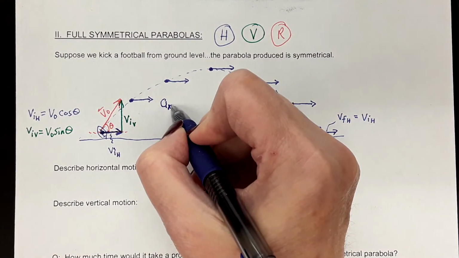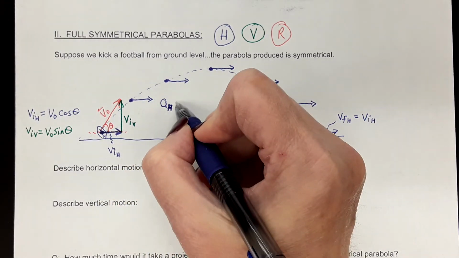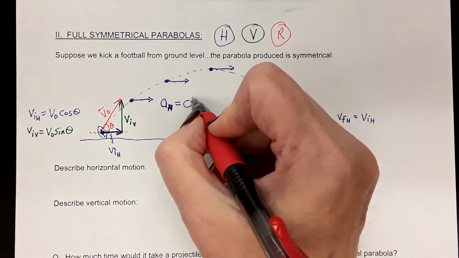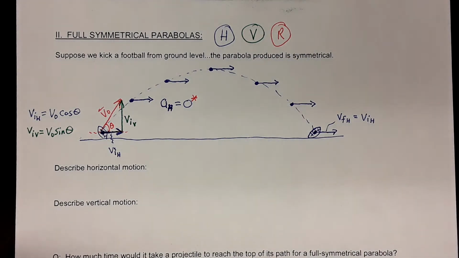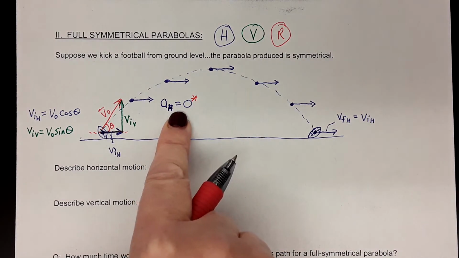Oh, I meant to put an H there, not an X. Well, you can use X, but I'm going to use an H to be consistent. All right, there is no horizontal acceleration, and nobody's ever going to tell you that, just like they didn't with the half parabolas. It's assumed that you will understand this to be true because it is a projectile, okay?